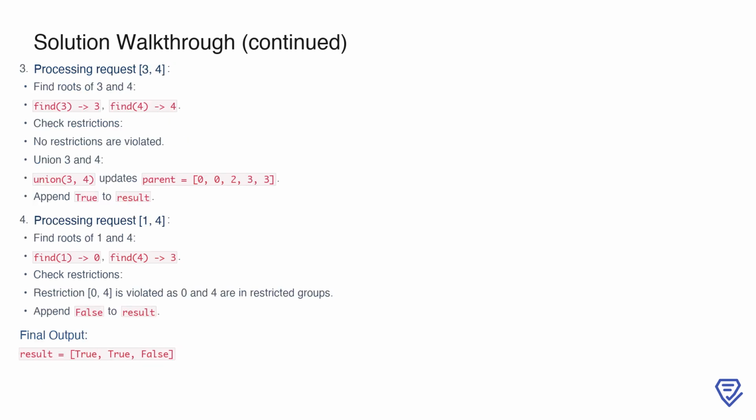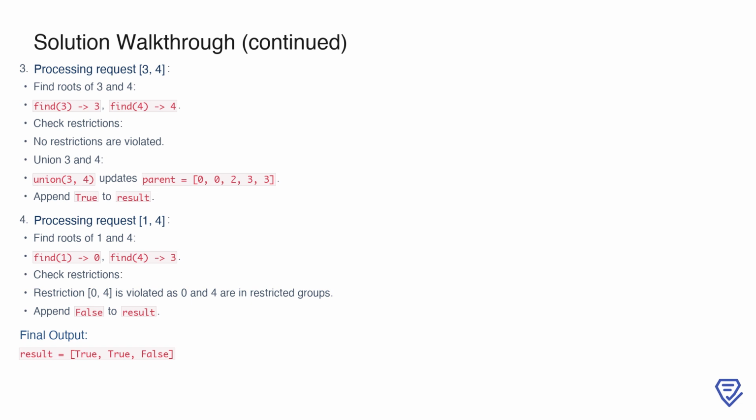Next, we process the request [3,4]. The roots of 3 and 4 are distinct, 3 and 4. As there are no restrictions involving these nodes, we union them without any issues. The parent array updates to [0, 0, 2, 3, 3], and we append true to the result list.